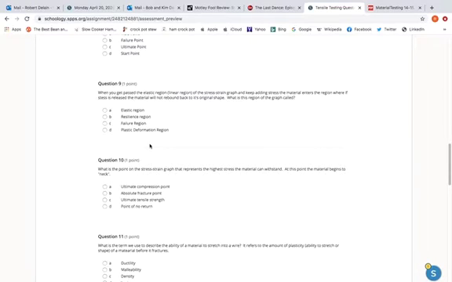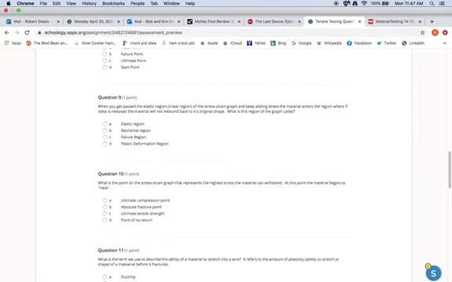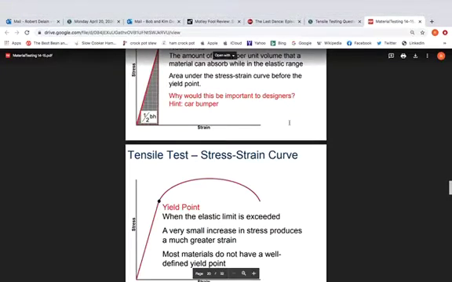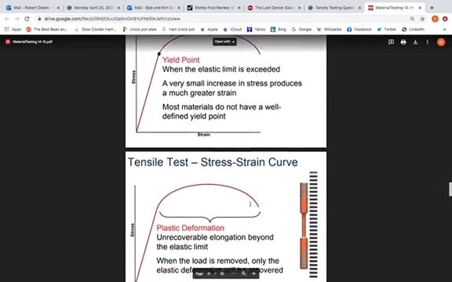Number 9, when you get past the elastic region, or the straight part of the graph again, of the stress strain graph, and keep adding stress to the material, it enters the region where if stress is released, the material will not rebound back to its original shape. So what do we call that region? What do we call this region here?